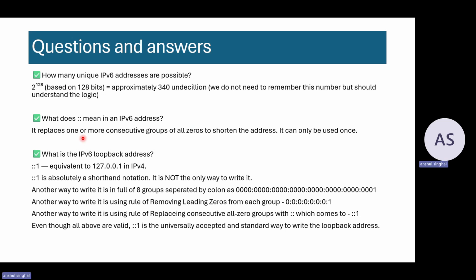Sometimes if you run the ipconfig command, which we learned previously is used to find the IP address, and a device is being allocated an IPv6 address, you might encounter an IPv6 address that has a colon and colon, two colons.